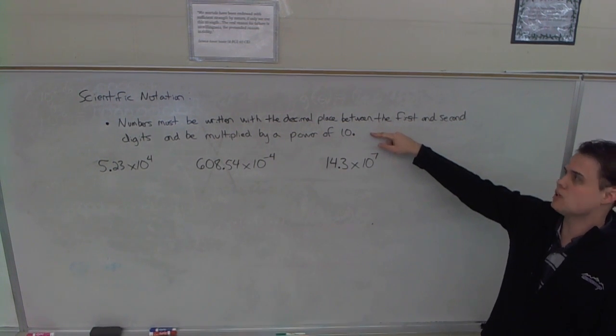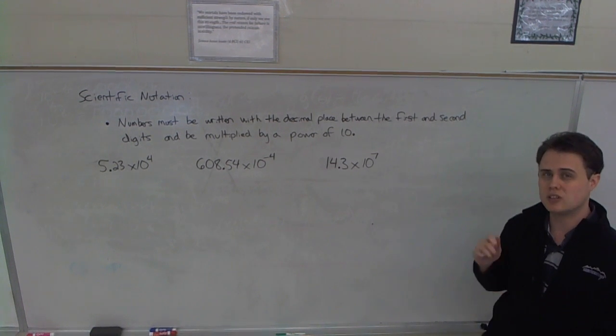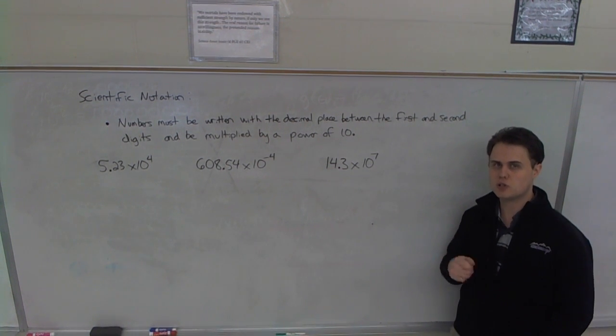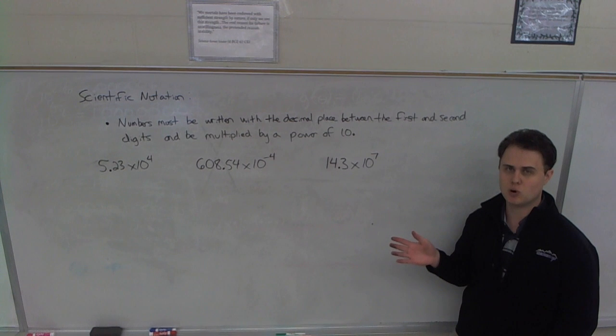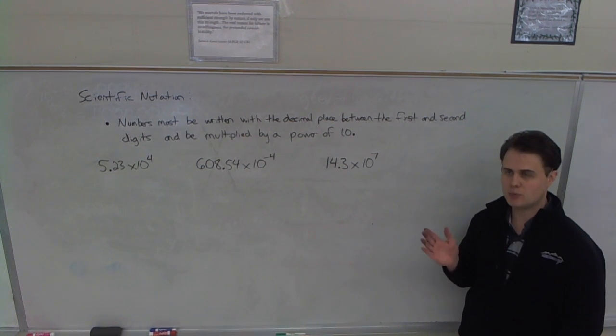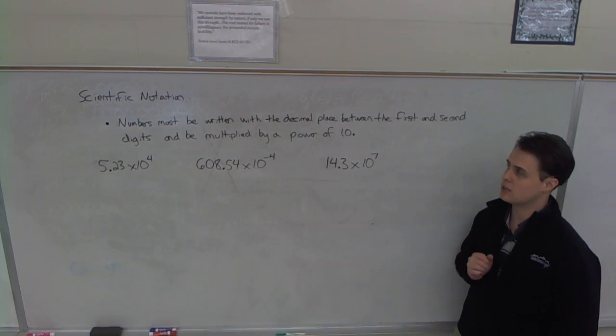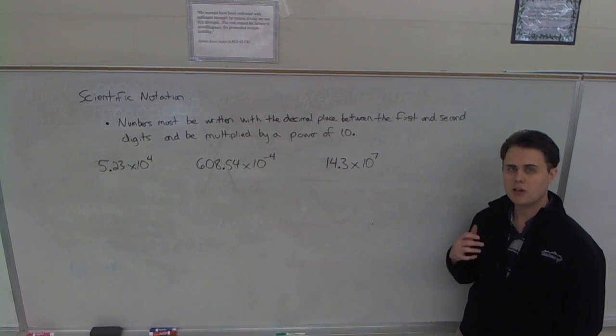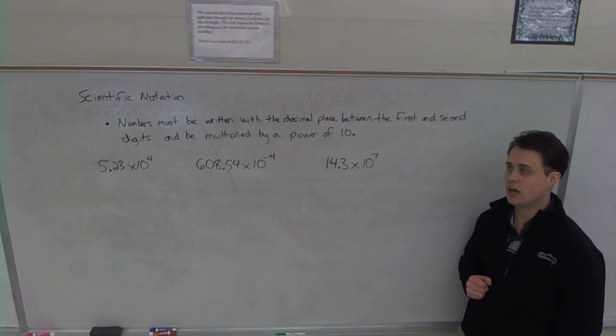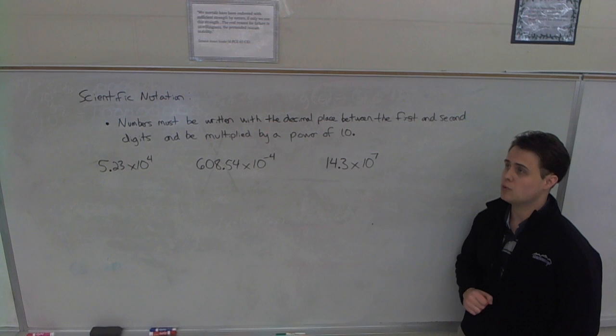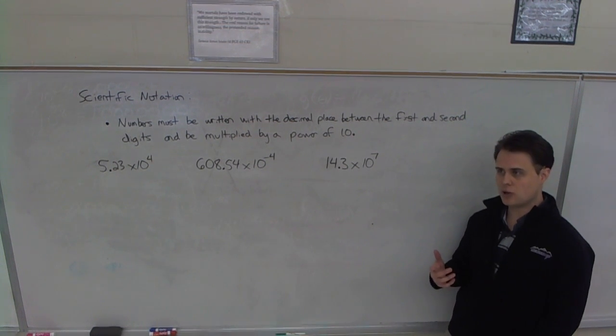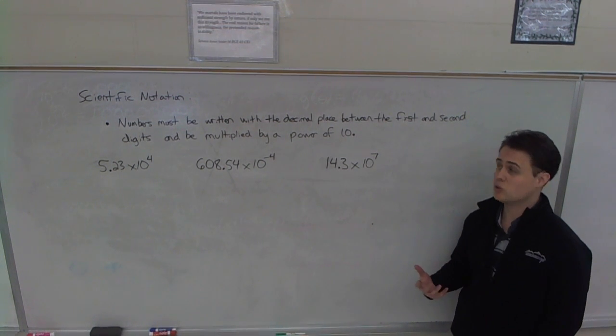Numbers that are in scientific notation are those that are written where the decimal point is between the first and the second number. It doesn't matter how many more numbers are after that, but it's got to be after the very first number. That's where that decimal place has to be, okay? Another thing about scientific notation is you've got to have a power of 10 in there. Remember, scientific notation is used for representing those really big or really small numbers.